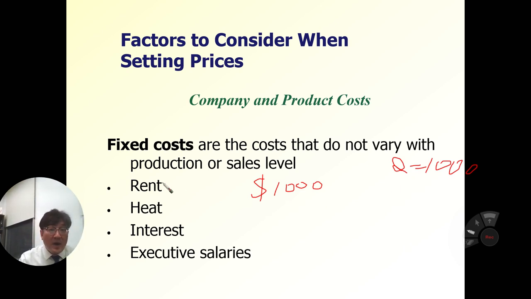Then, what is the rent per unit? You simply divide this $1,000 by 1,000. That is $1 per unit.